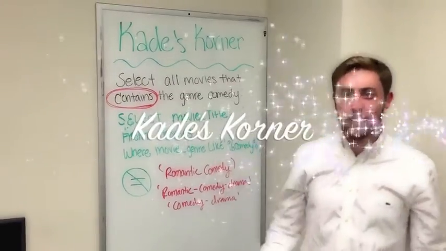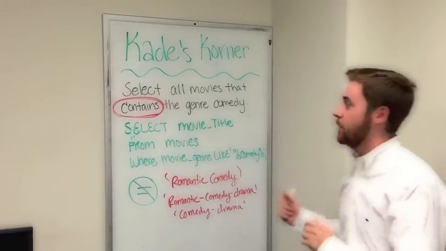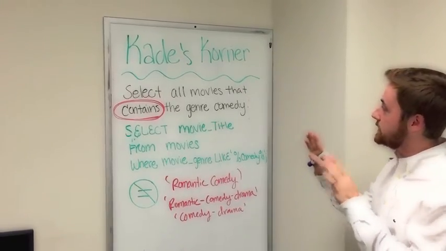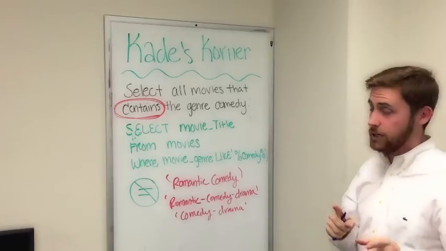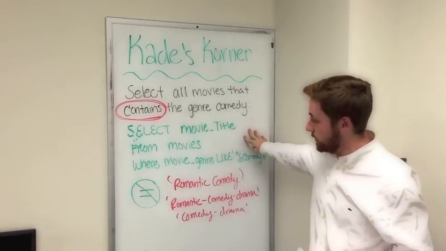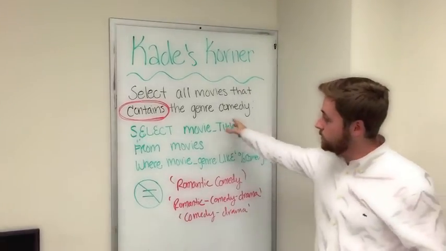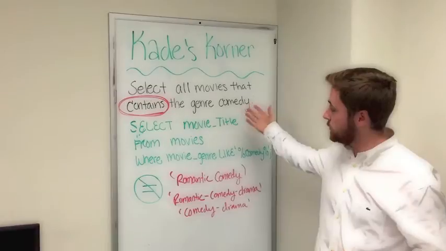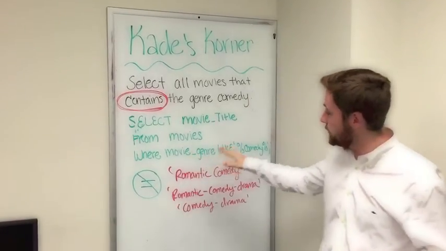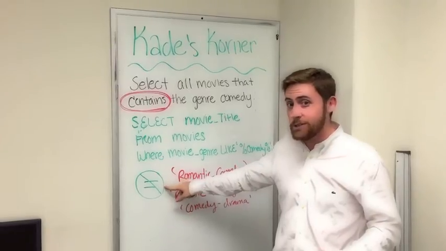Alright, welcome to Kate's Corner. So this week we're going to be talking about the like operator, okay? So for example, we're going to select all movies that contain, that's important, the genre comedy, right? So here you have your SQL query, okay? Pretty basic, very simple to write. And then we can walk through it: select movie title from movies where movie genre like. Not equals. If you put equals, it will not run.